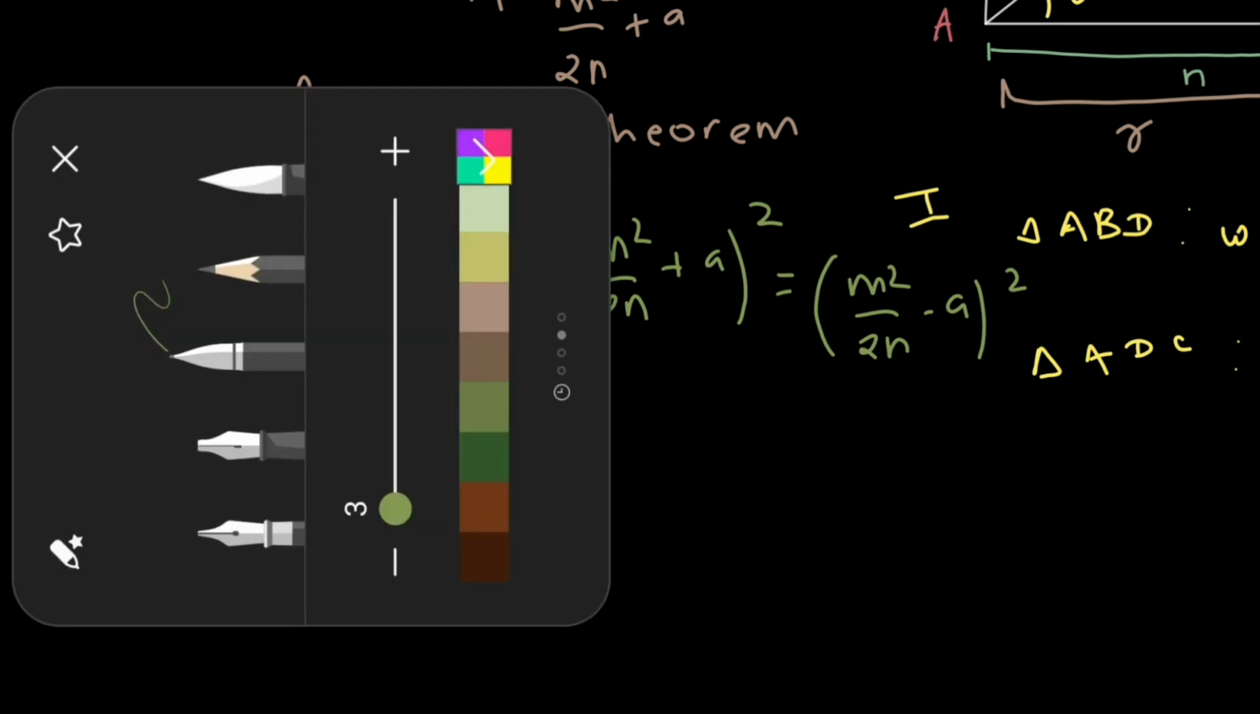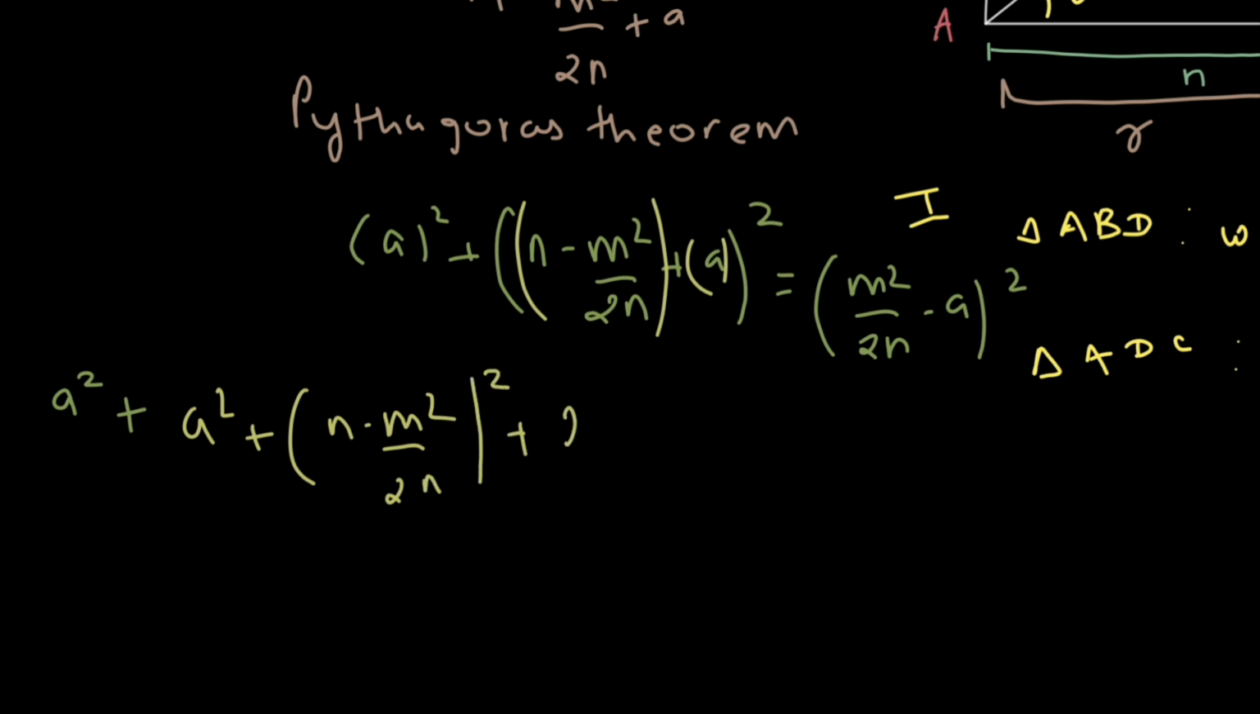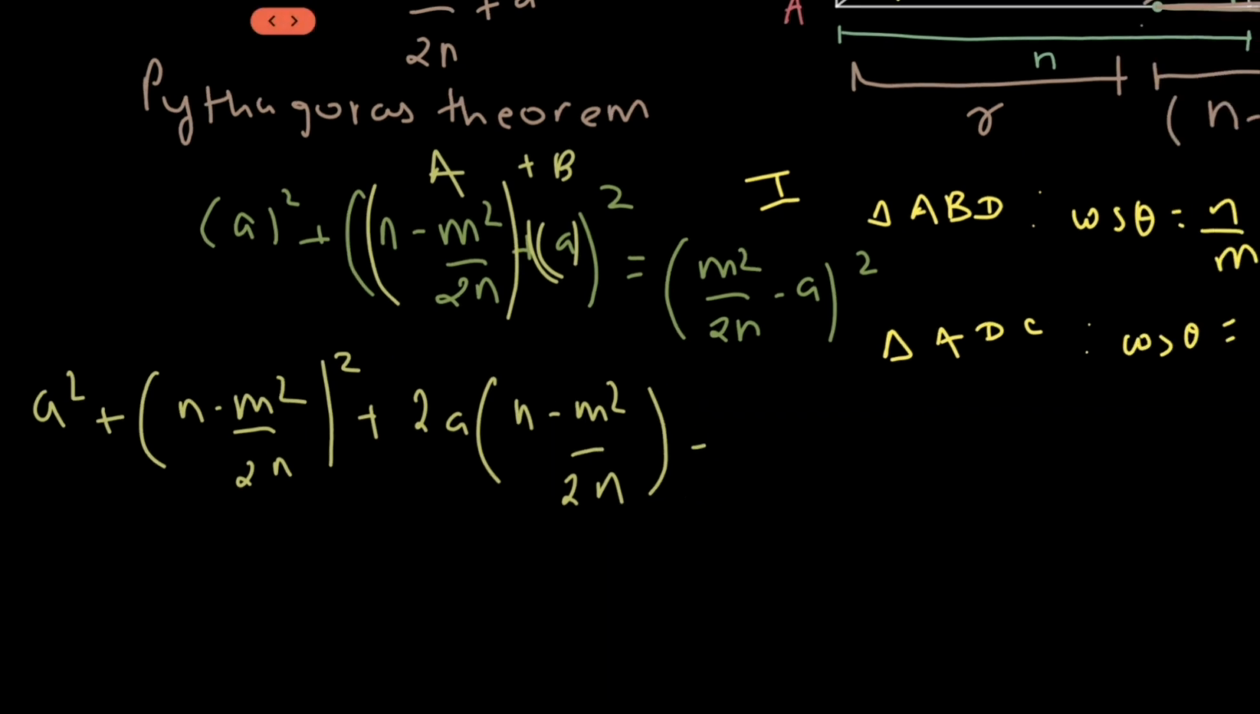So what I will do is I will simply take this thing as one bracket and this thing as the other. So a square plus (n minus n square upon 2n), the complete square, plus 2 times a into (n minus m square upon 2n). The identity for (a plus b), the complete square: I took this term as b and this complete term as a and applied the identity. Okay, and this thing is equal to this, the complete square. So m to the power 4 upon 4n square plus a square minus a m square upon n.